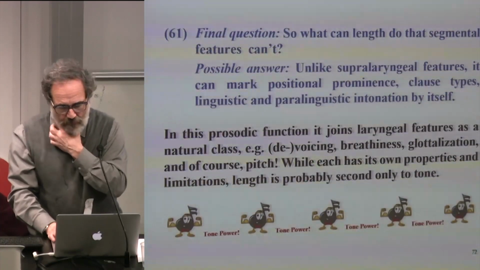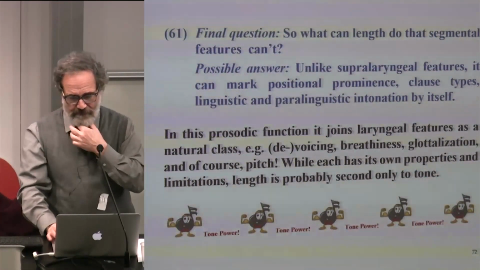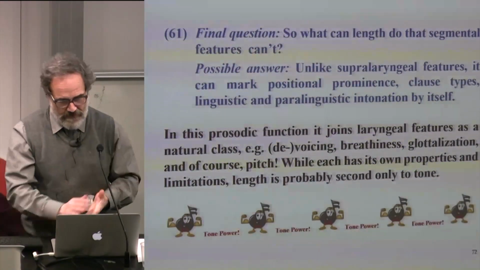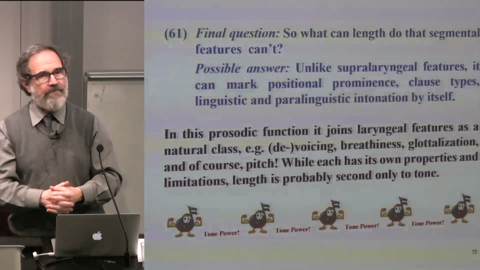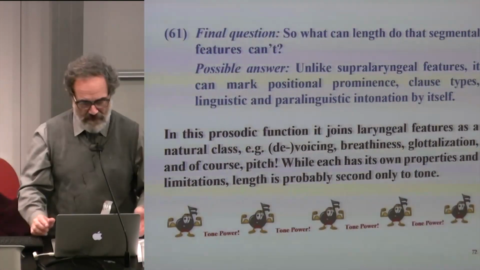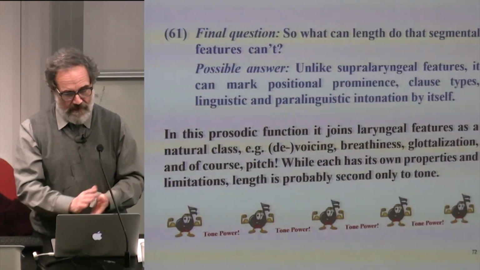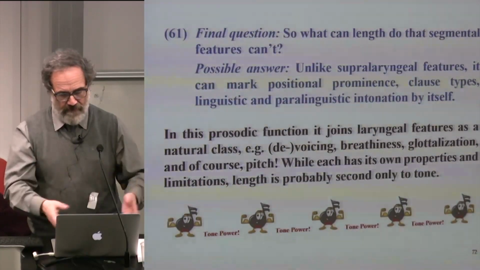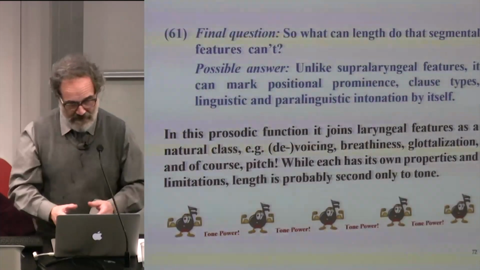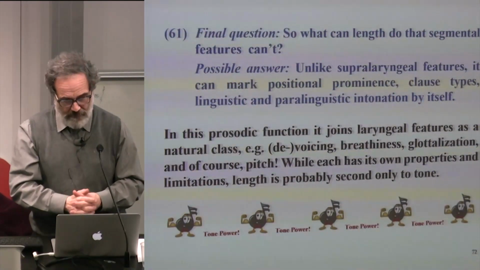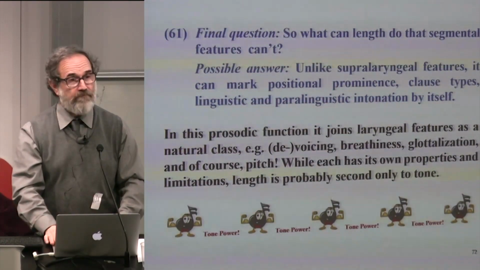Final question. What can length do that segmental features can't? Well, unlike supralaryngeal features, it can mark positional prominence, clause types, linguistic and paralinguistic intonation by itself. Obviously, we use length all the time in intonation and other things like that. In this prosodic function, it joins laryngeal features as a natural class with devoicing, breathiness, and glottalness. There are intonations marked by a final glottal stop, that kind of thing. While each has its own properties and limitations, length is probably second only to tone. Thank you.